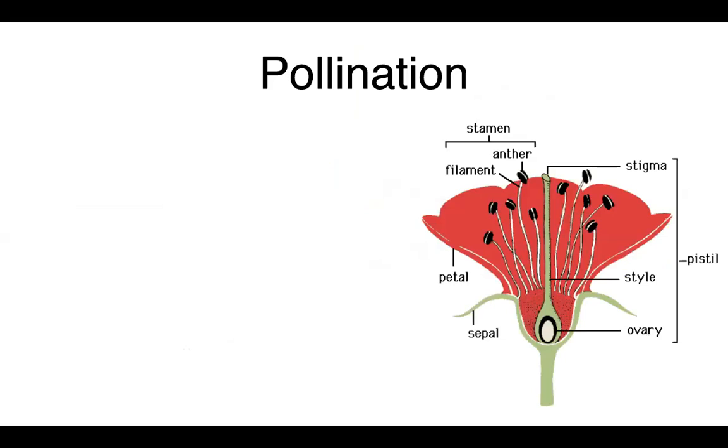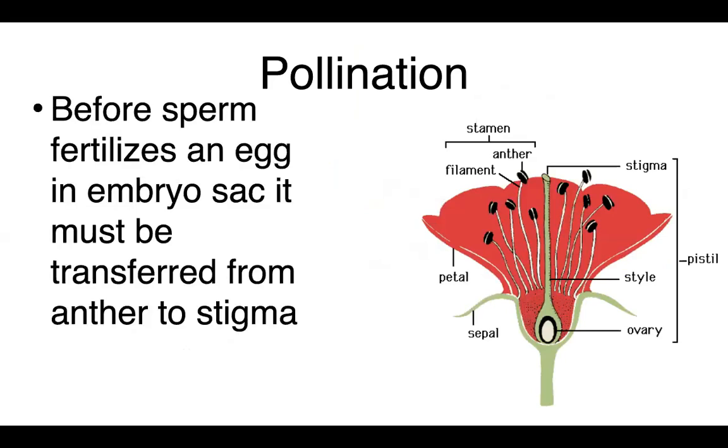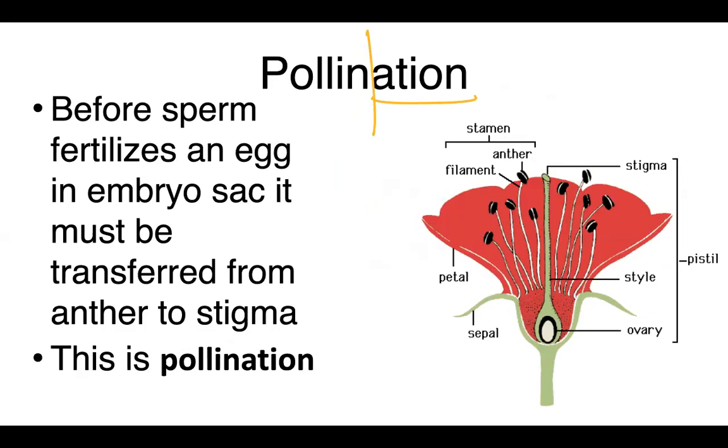All right, now we get to pollination. Pollination is just the transfer of pollen from the anther to the stigma. It has nothing to do with sperm and egg fertilization. It's literally just the transfer of pollen. Right, you can see that based on the name, ation, which is process, right? And pollen.